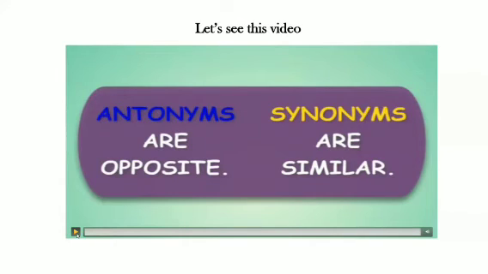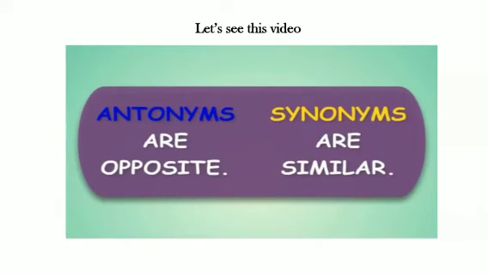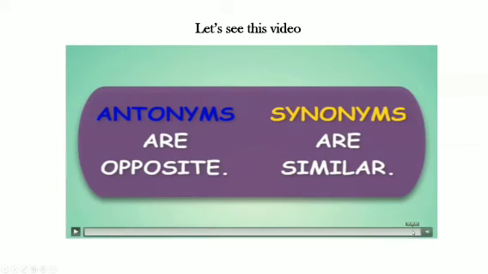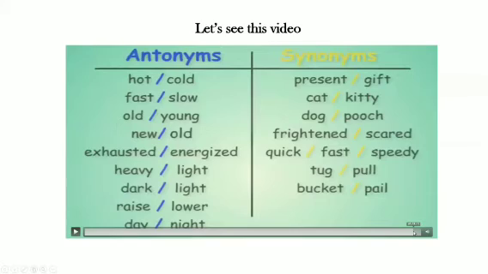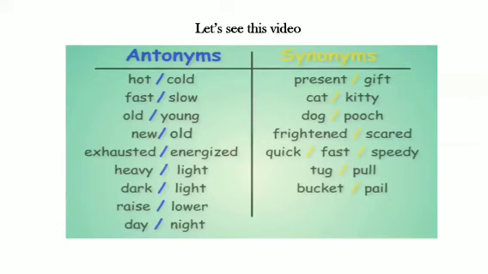Okay, as you listened, antonyms are opposite and synonyms are similar. Remember that just a few nouns have an antonym, and also we can find a word that has more than one synonym. For example, as you saw in the video, we have quick, fast, and speedy. So one word can have more than one synonym. Okay, so let's continue.